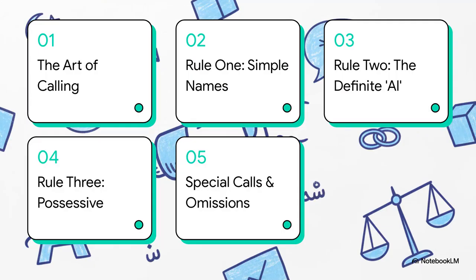All right, so here's the game plan. We'll start by defining the key players. Then, we'll walk through the three big rules: what to do with simple names, how to handle nouns that have the definite al, and what happens with possessive phrases. And to wrap it all up, we'll look at some really cool special cases you see all the time.